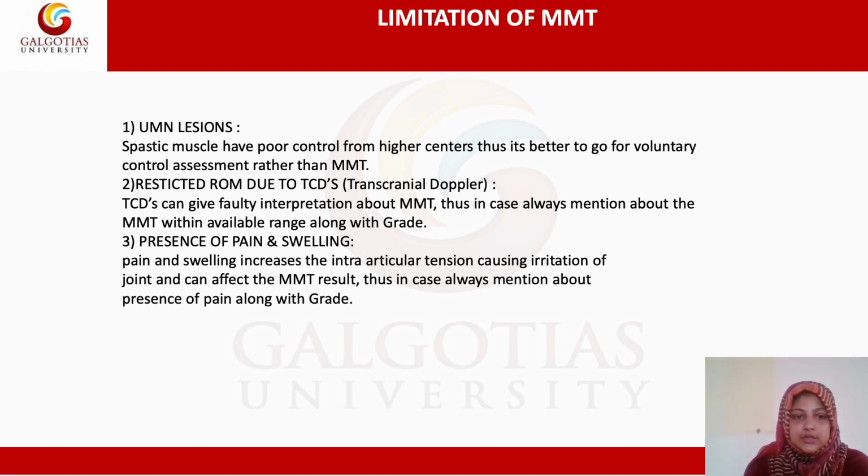Upper motor neuron lesions: in a spastic patient, they have poor control from higher centers. Thus, it's better to go for voluntary control assessment rather than manual muscle testing. Restricted range of motion can give faulty interpretation about manual muscle testing. Thus, in such cases, always mention manual muscle testing within the available range along with grades.